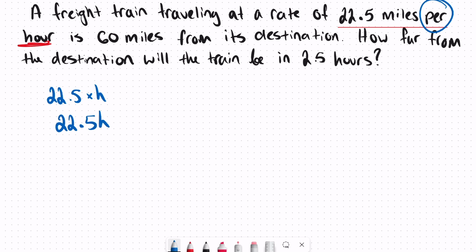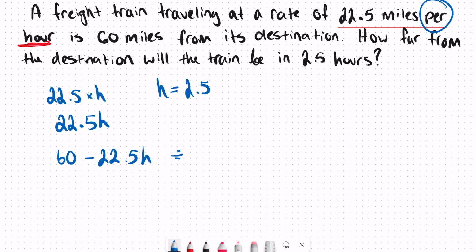And it also tells us that the freight train is 60 miles from its destination. So what we're going to need to do is subtract the 22.5 miles per hour it travels from the 60 miles. So that is 60 minus 22.5h. And now the question is, how far from the destination will the train be in 2.5 hours? So now it actually gives us a value for h, which is 2.5 hours, and all we need to do is substitute that value into the expression 60 minus 22.5h.